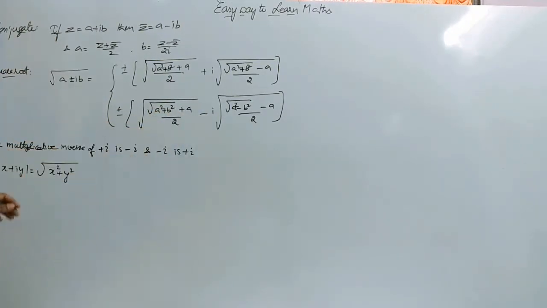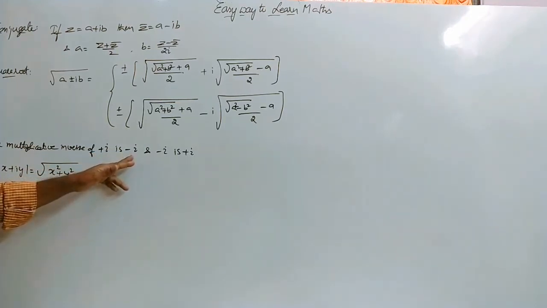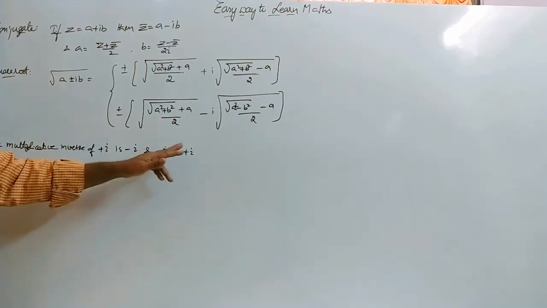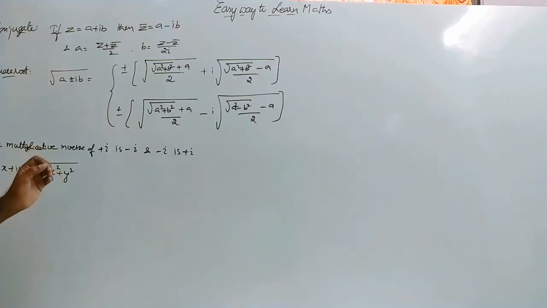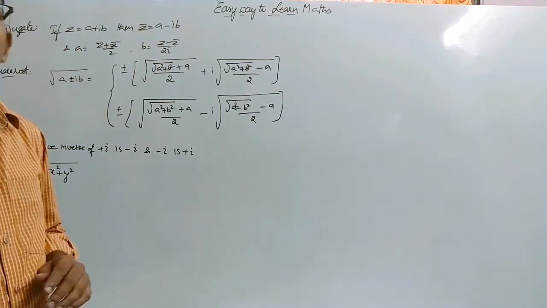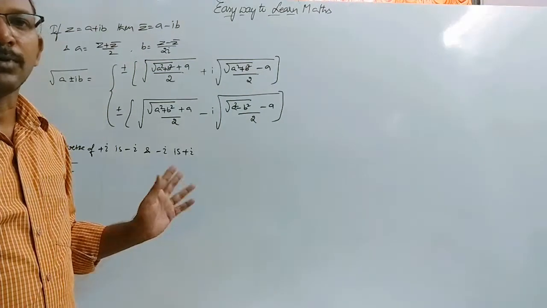Okay, then the multiplicative inverse of plus i is minus i, and the multiplicative inverse of minus i is plus i. Just keep this in your mind. And the modulus of x plus iy is equal to the square root of x square plus y square. These are the formulas. Now let us solve some problems relating to these properties or formulas.